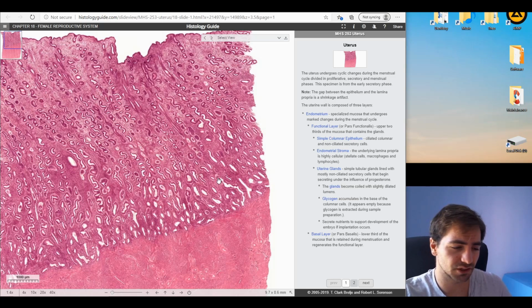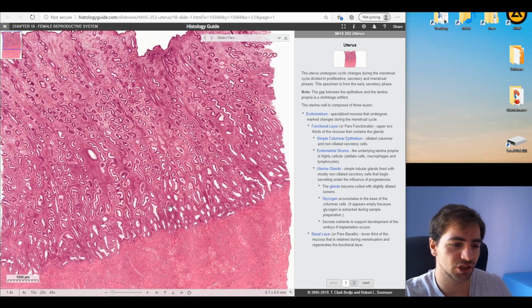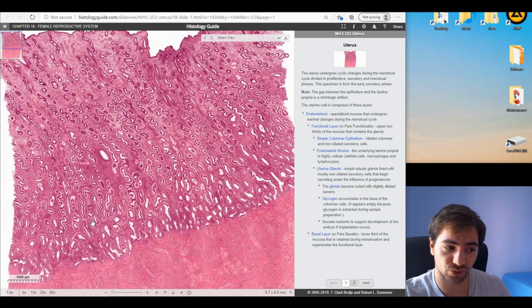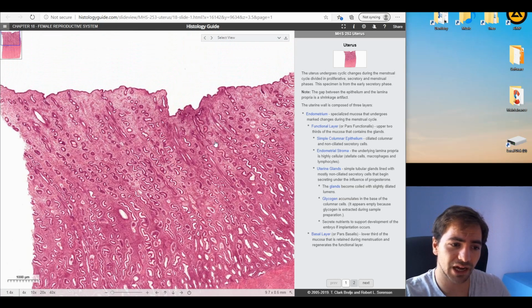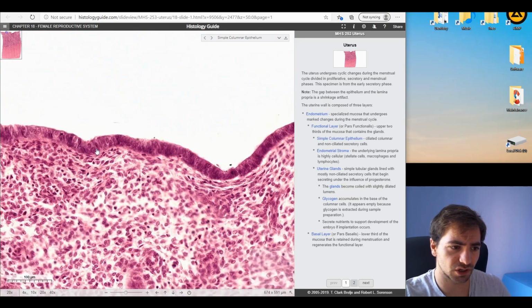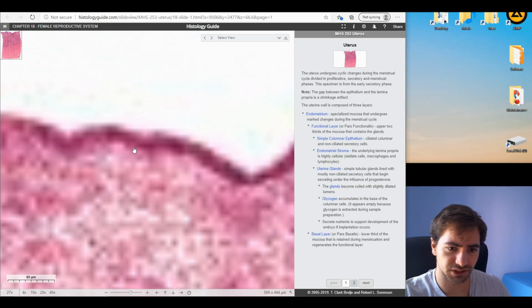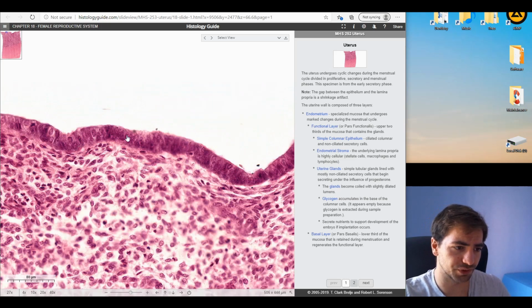Now the basal layer doesn't undergo changes as much in comparison to the functional layer. This is going to be, again, the area of mitotic regeneration. On top we're going to start seeing, of course, these highly coiled structures of the uterine glands, and on top we're going to find the ciliated epithelium. Now in this case we're going to start seeing, again, the columnar epithelia.